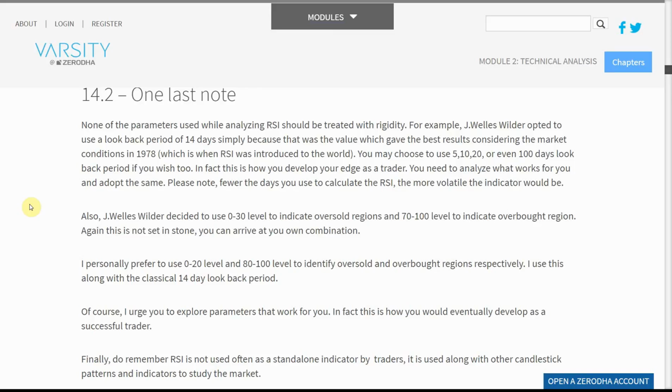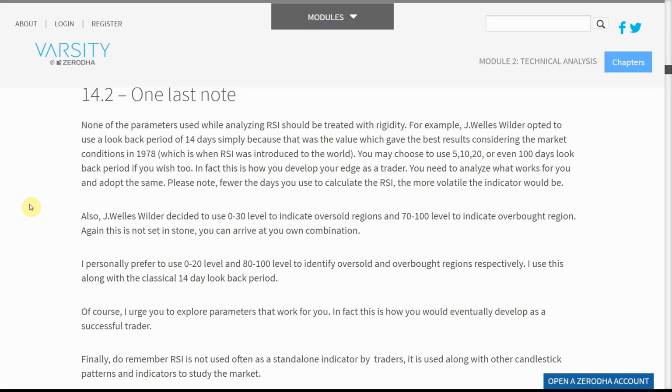Please note, the fewer the days you use to calculate the RSI, the more volatile the indicator would be. Also, J. Wells Wilder decided to use 0 to 30 level to indicate oversold regions and 70 to 100 level to indicate overbought region. Again, this is not set in stone. You can arrive at your own combination.